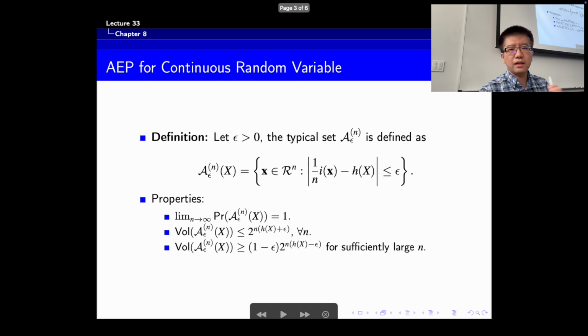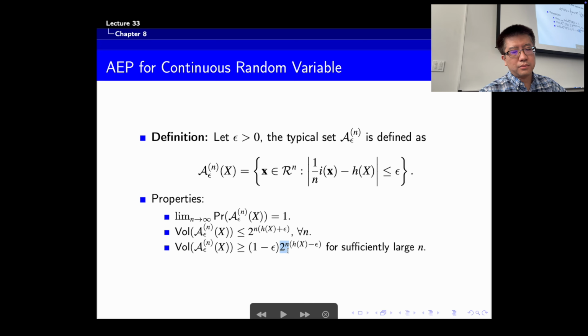But okay, here is the definition of the typical set, right? The definition is exactly the same as before. The only difference is that now x is continuous, in the real domain. All the properties are pretty much the same as before: the typical set will occupy almost all the probability, and there are an upper bound and a lower bound.